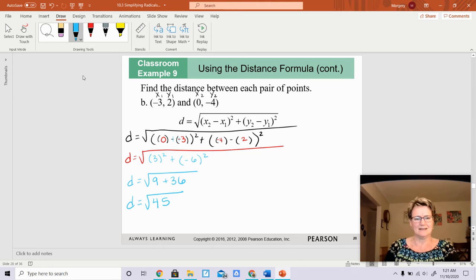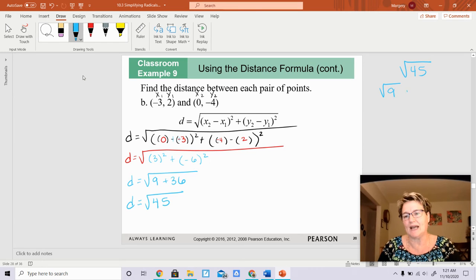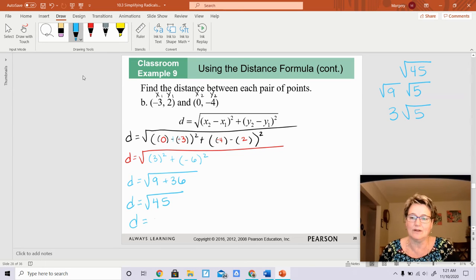36 is 5, carry the 1. Yep, 45. So we have the square root of 45. I know that the perfect square root of 9 times the square root of 5 gives you the square root of 45. Square root of 9 is 3, and you cannot square root 5. So D is going to equal 3 square roots of 5.